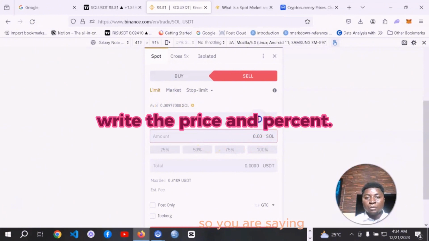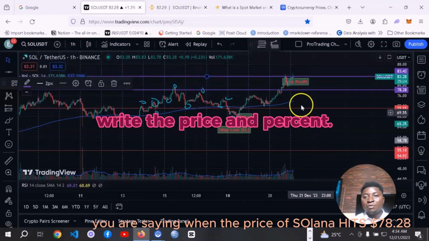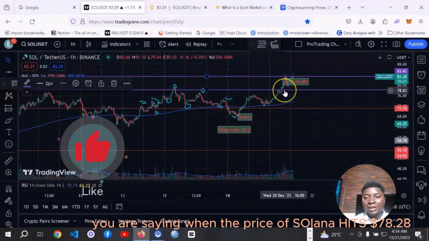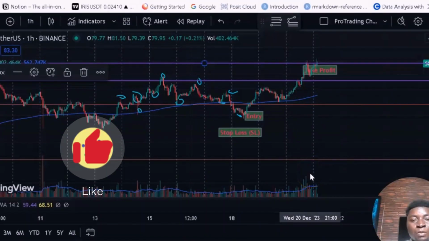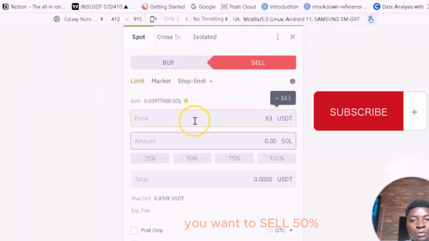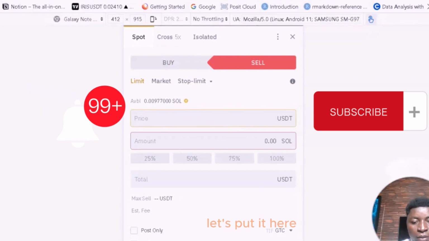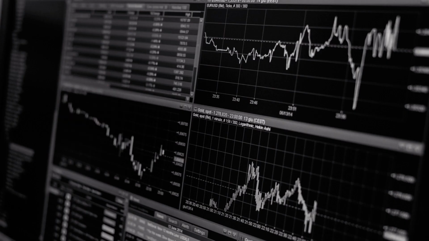You are saying that when the price of Solana hits $78.28, you want to sell 50%. Let's put it here: $78.28. I want to sell 50% of my trade.